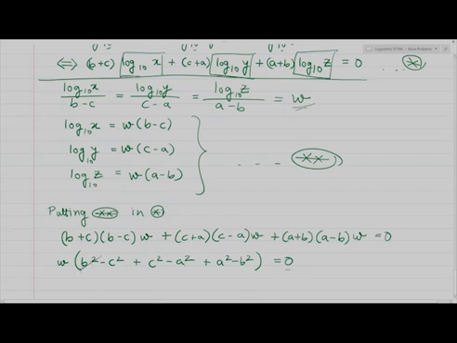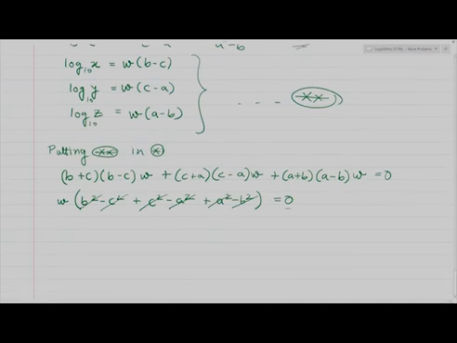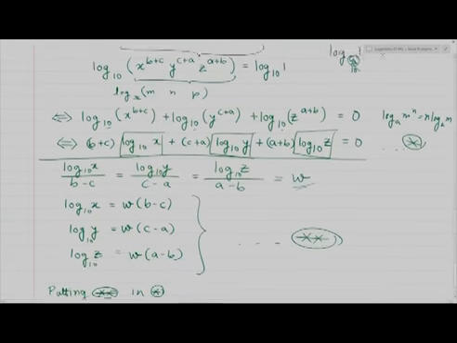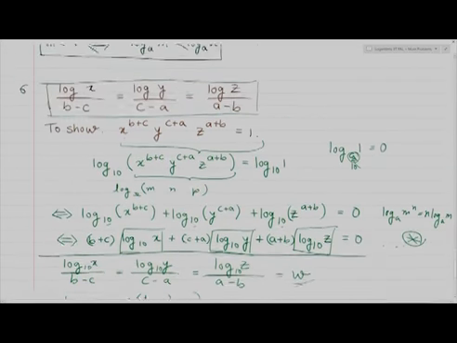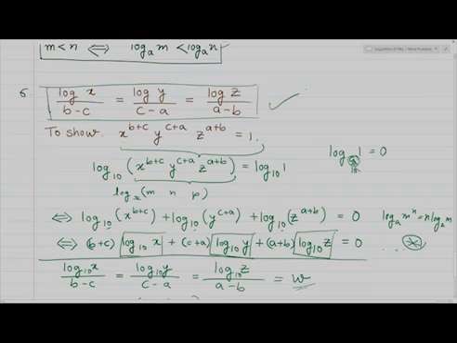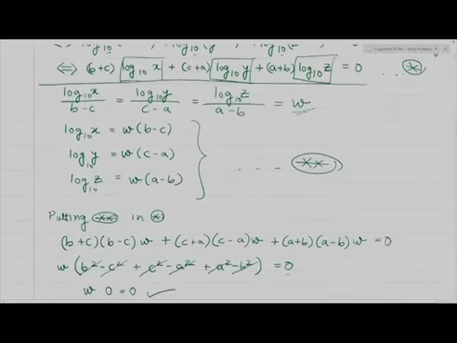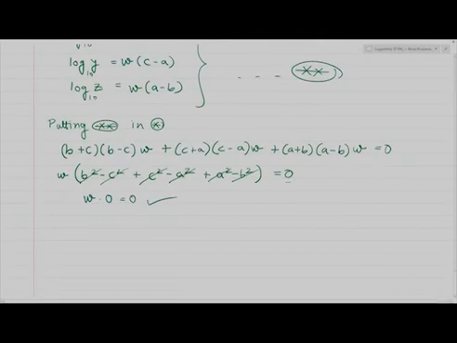b square with a negative b square, c square with a negative c square, a square with a negative a square. So I am getting this to be equal to 0. So basically what I am getting is w into 0 is equal to 0, which is valid. Therefore I have shown that if this relation is satisfied, these terms will equate to 1. Okay, I hope it is clear.